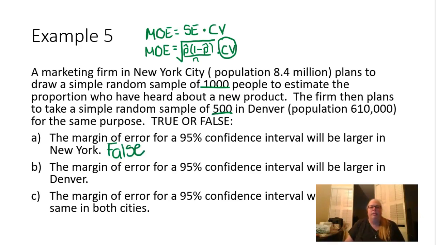All right, and then we look at B, the margin of error for a 95% confidence interval will be larger in Denver. Well, we kind of already answered that, because 500 is going to decrease the denominator, which is the opposite. That's going to increase the value of my fraction, and then when I take the square root of it, this one is going to be true. The confidence interval is going to be larger for Denver. And then the last one, the confidence interval is going to be about the same. Well, it can't be about the same if Denver is going to be bigger, so this is going to have to be false also.